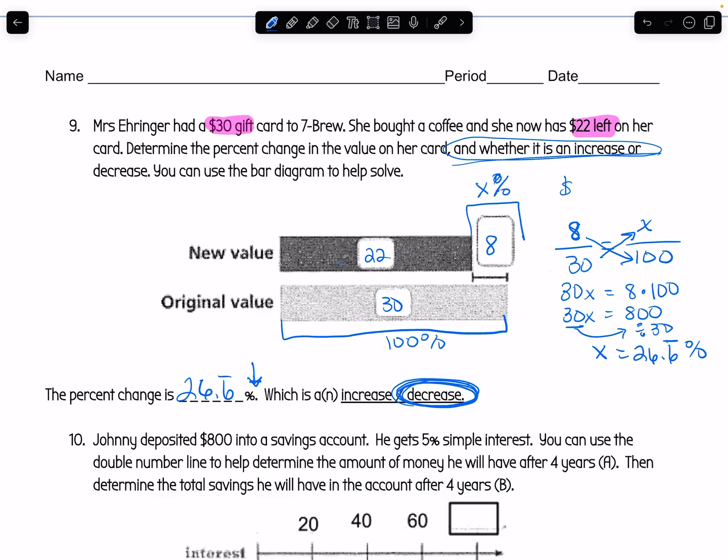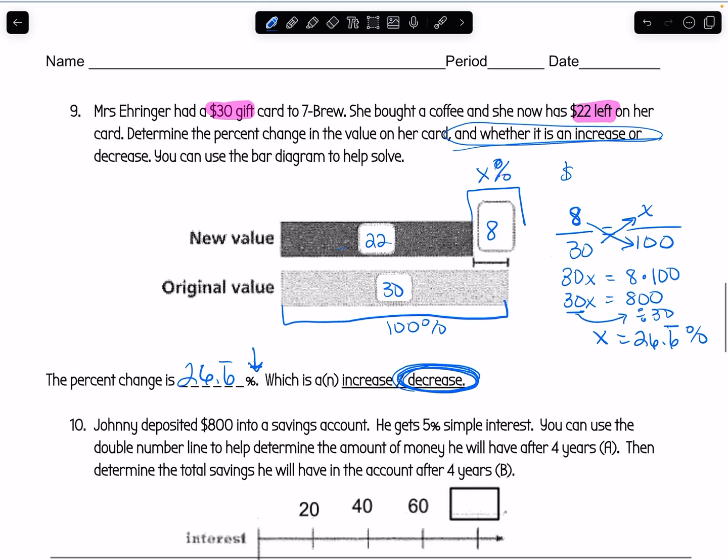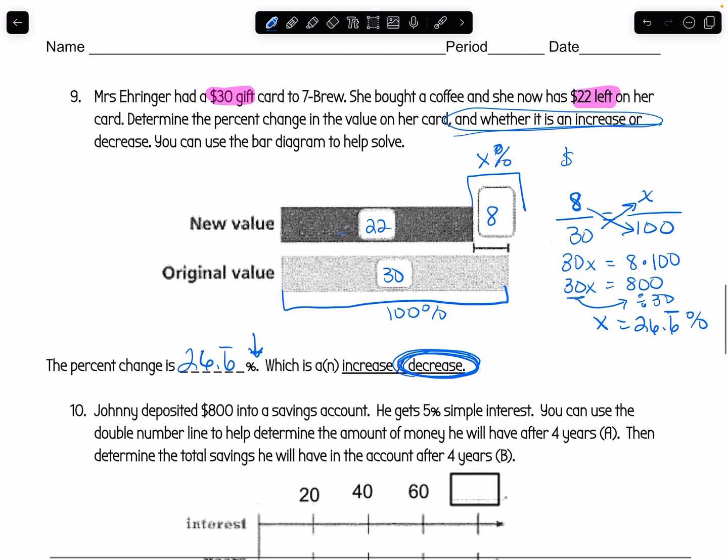Are there any questions? If there are, push pause. But that one is giving you some help to make sure that you realize you don't have a percent. Your unknown in this case is your percent. So your X is going to go with the 100. It's not going to go with the other side.